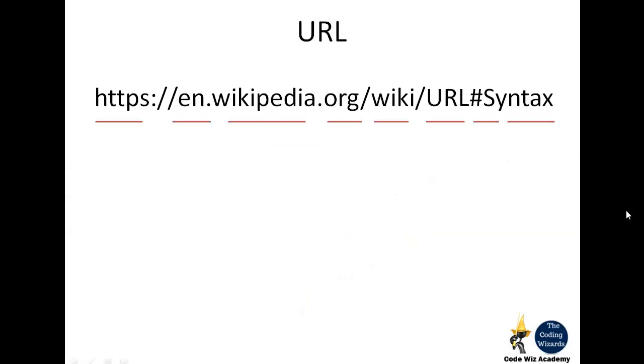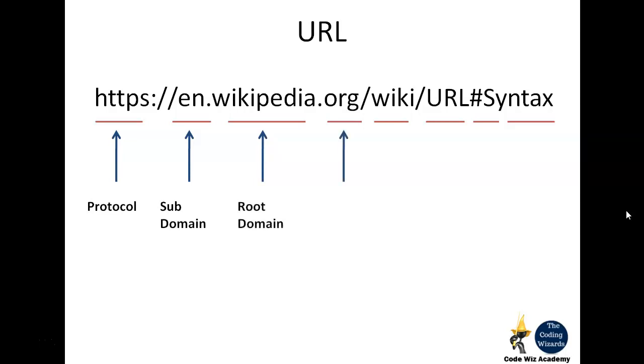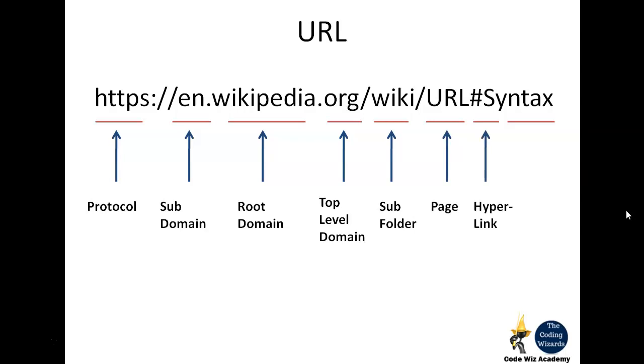Here is another example of a URL. To the leftmost part of the URL is the protocol, HTTPS. Next is EN, which is a subdomain. Wikipedia is the root domain. Org is the top-level domain. Wiki is the subfolder. URL is the name of the page. Pound is used for hyperlink on the same page. Syntax here is the location within the same page to which it is hyperlinked.